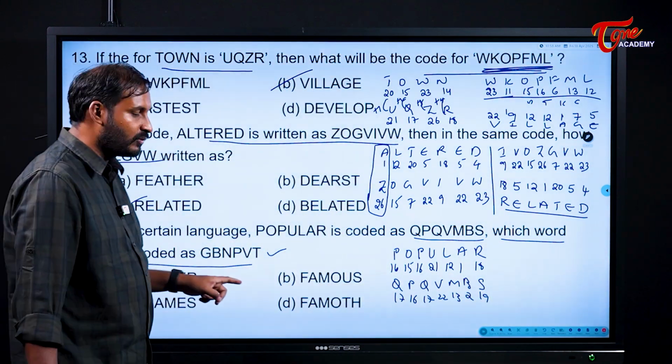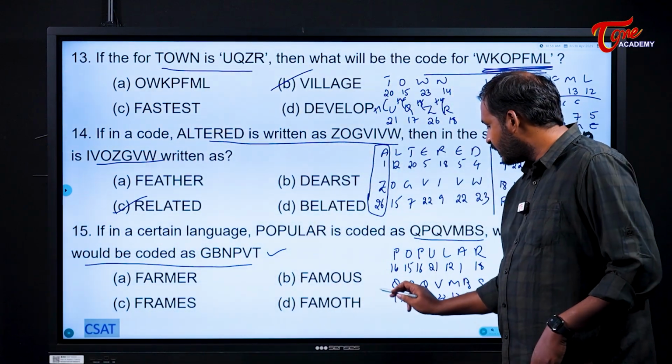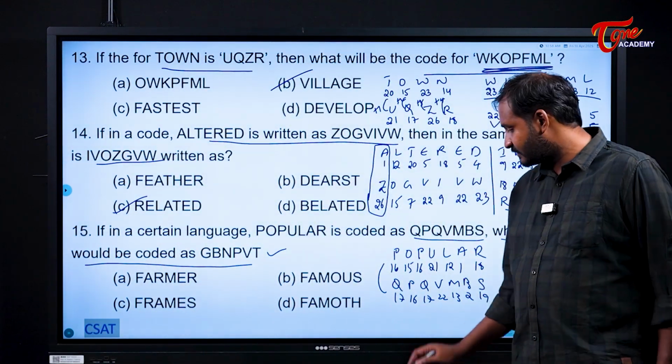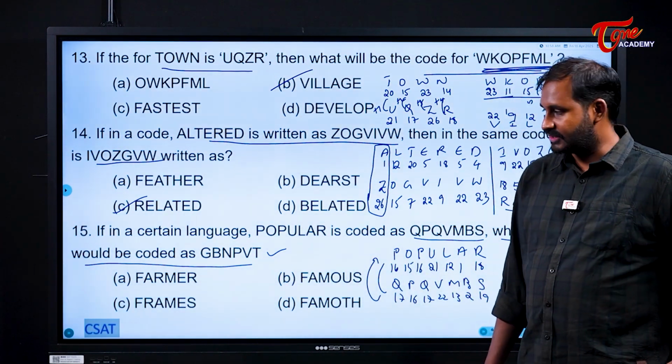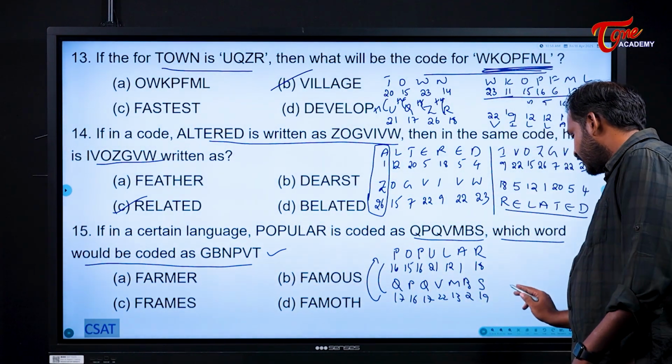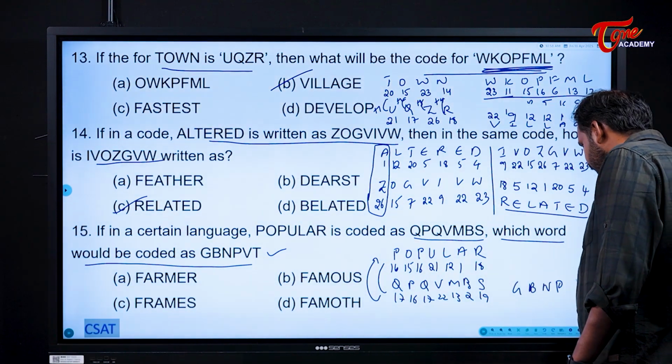Which word would be coded as this? That means they are given as a code here. So if going from here to here it is plus 1, then from here to here what does it become? Minus 1, minus 1, minus 1, minus 1. So similarly what do I need to write? G, B, N, P, V and T.